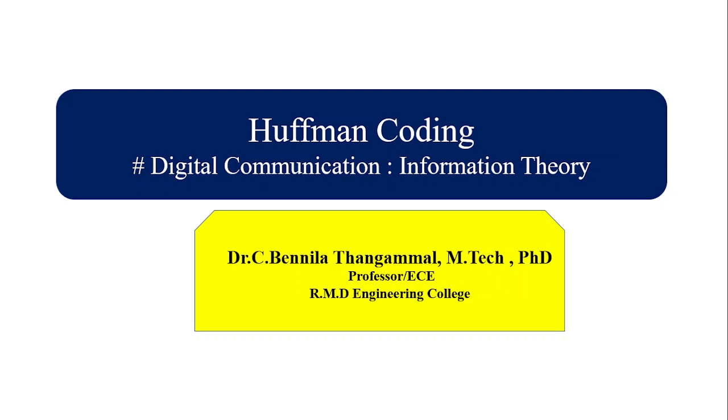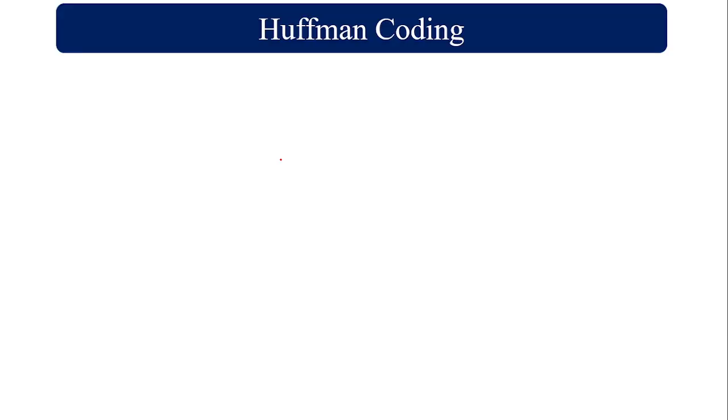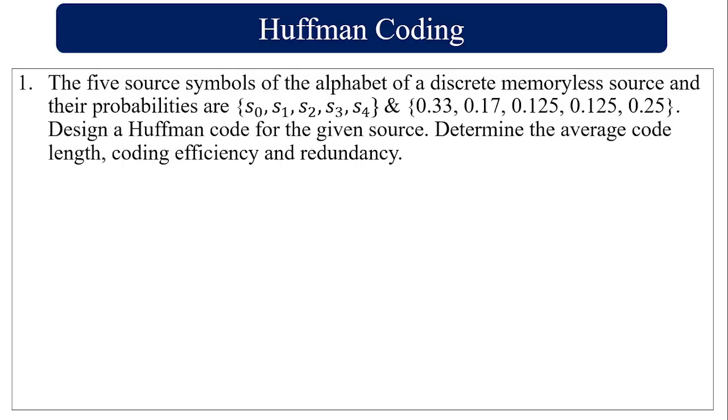Everyone, today we are going to see Huffman coding in digital communication, how to solve the Huffman coding problem. The problem statement goes here. The five source symbols of the alphabet of a discrete memoryless source and their probabilities are given. The five source symbols are S0 to S4. Design a Huffman code for the given source. Determine the average code length, coding efficiency and redundancy.